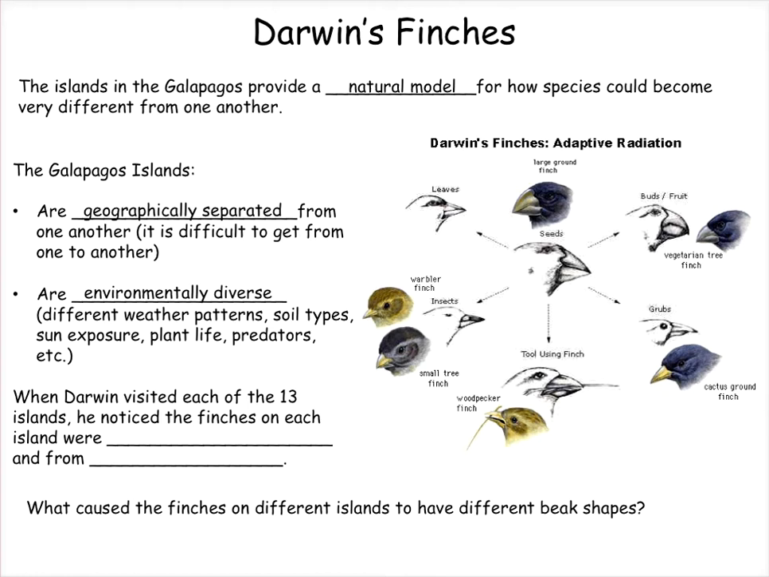Okay, so when Darwin visited each of these 13 geographically isolated and environmentally diverse islands, he studied the organisms that lived on each one, and he noticed something very important. He noticed that the organisms differed a little bit depending on which island they were living on. Although he studied many organisms, I'm going to focus on one famous example in particular, which is the example of the finches.